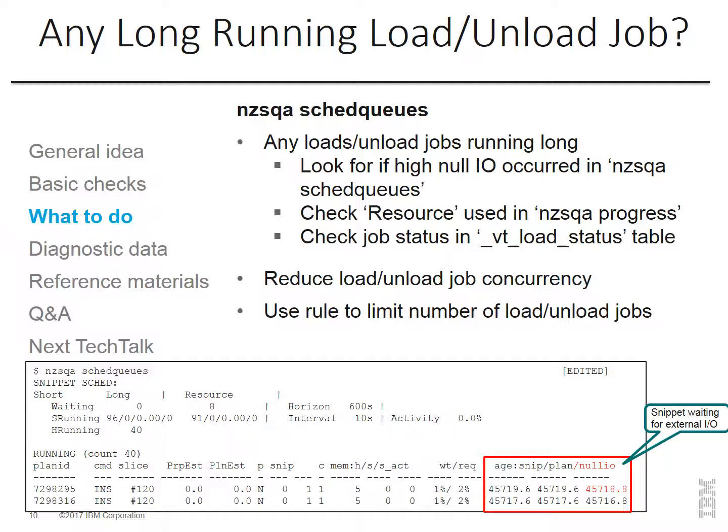Just like the previous slide, use nz sqa progress to verify resources consumed by each individual load or unload job. You can also check the VT load stat table to see if loads are moving at all, such as bytes processed, rows inserted, etc. Other than the null IO situation, a common way to reduce performance issues due to long-running load and unload jobs is by reducing the concurrency of load and unload operations. You can also create scheduled rules to limit the maximum number of loads or unloads that can run at a given time.